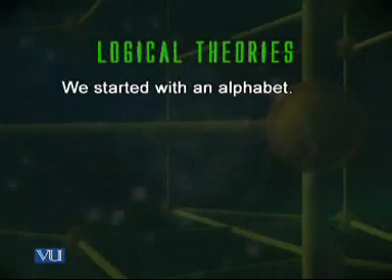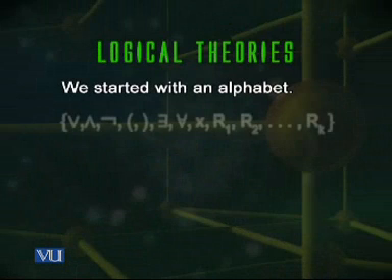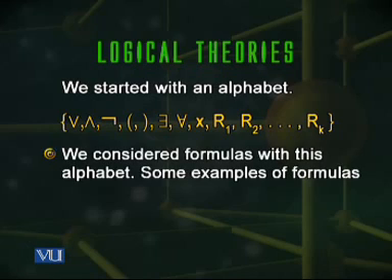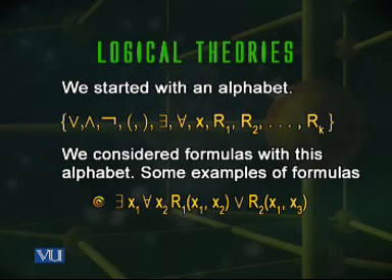Let's look at it. So we have the alphabet, which consists of a symbol for or, and, not, two parentheses, there exists, for all, x, R1, R2, all the way up to Rk. And then we considered formulas. We formally define what formulas are, so we will not go through the definition again. Let's just look at two formulas. The first formula here is there exists x1 for all x2, R1 of x1, x2 or R2 of x1, x3. This formula has one free variable, that is x3.